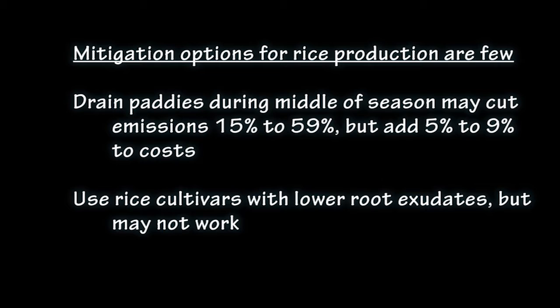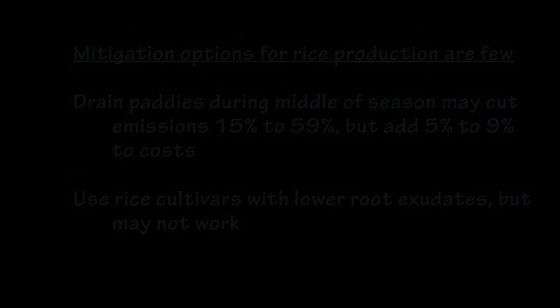Water management practices, which drain paddies during the middle of the growing season instead of keeping them under water continuously, diminish methane emissions by 15% to 59%, but depend on the availability of additional water to reflood the paddies and add from 5% to 9% to production costs. Rice cultivars may differ in their root exudations of organic carbon and thus in their support for methanogenesis, but evidence that these differences influence methane under field conditions is inconclusive.